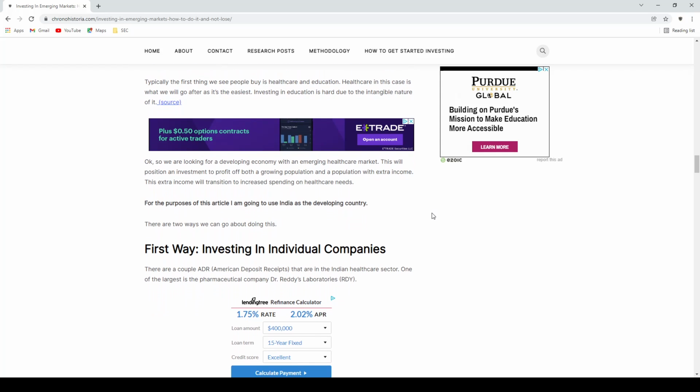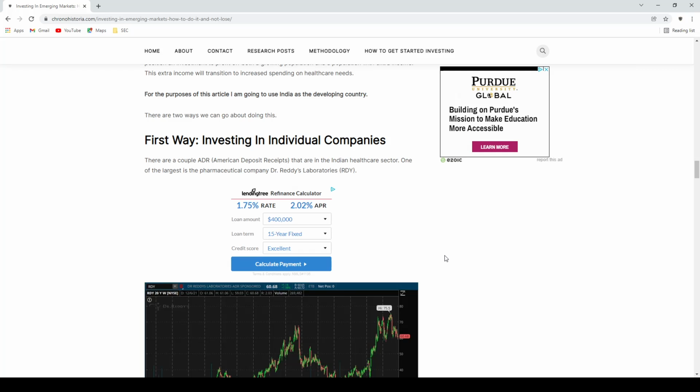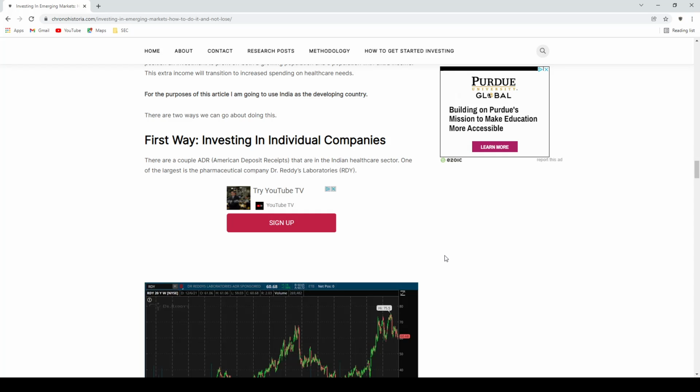So the first way, there's really two ways of doing this. You can invest in individual companies. If you're a U.S. citizen like me, you have ADRs, American Depositary Receipts. Basically, these are like shadow companies on the major exchanges that you can invest directly into that are foreign companies. So what I have here, talking about India, is Dr. Reddy's Laboratories. They make pharmaceutical goods, so they're directly tied to the healthcare sector.